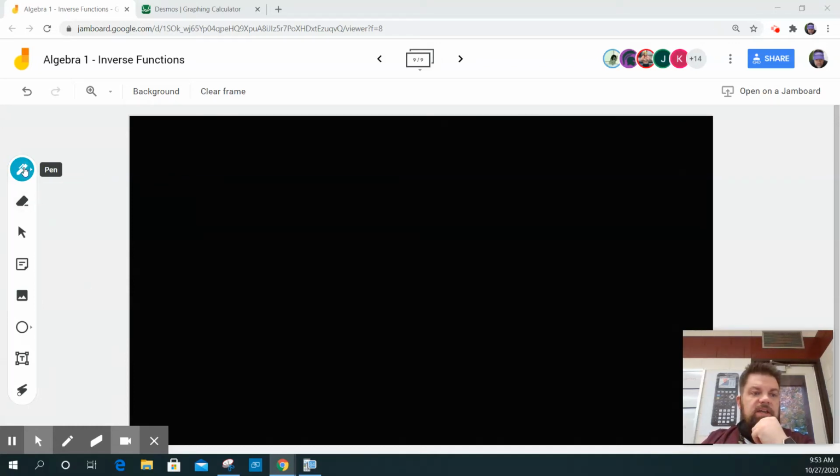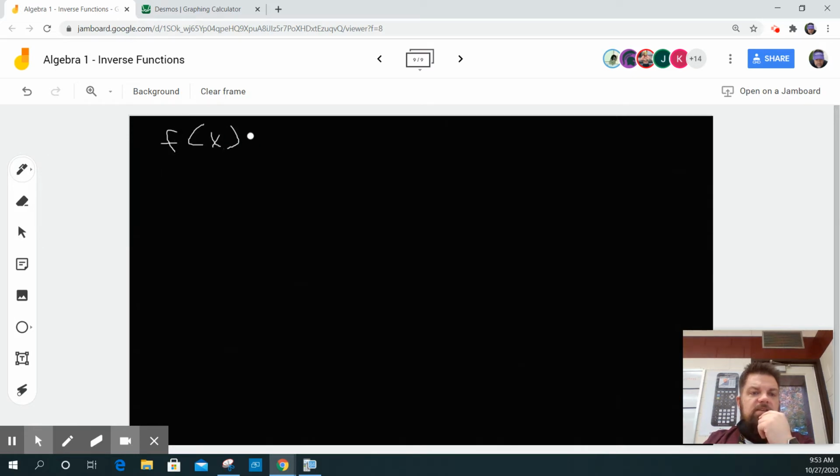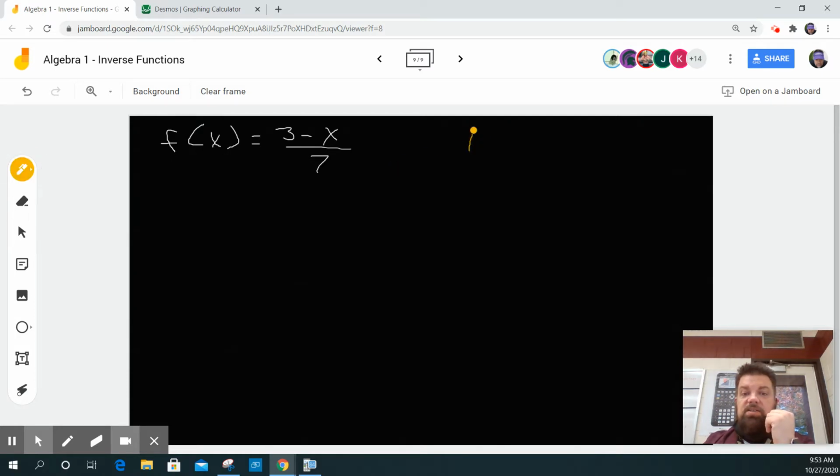So again, now we're going to ramp it up a little bit. If I'm given the function f of x is equal to (3 minus x) all over 7, and I'm asked to find the inverse of this, that process is still the same. I'm going to let y equal f of x. So I say y equals (3 minus x) all over 7.